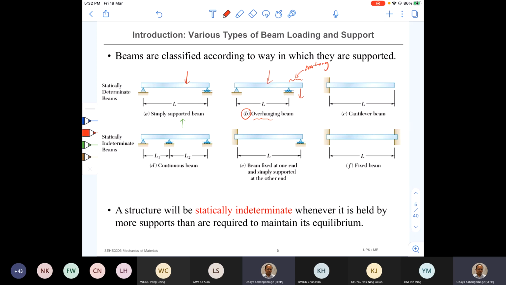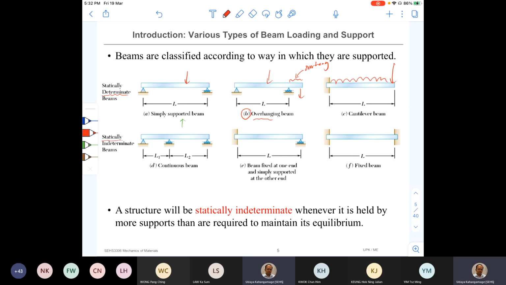And then we have a cantilever beam. Now we just learned about the cantilever beam. It can have a distributed load applied like this, or a point load applied like this. Okay, like that. And then sometimes these kinds of beams are called statically determinate, because the reaction forces at the support can be found using only the equations of equilibrium.